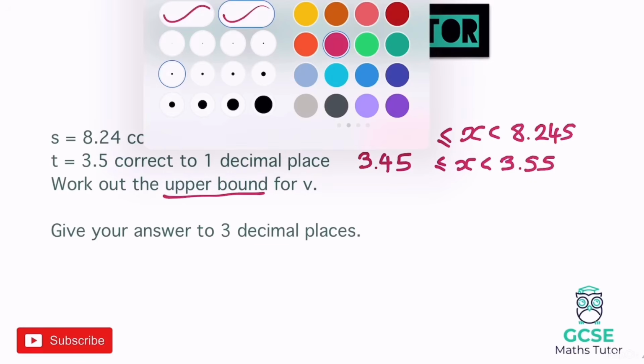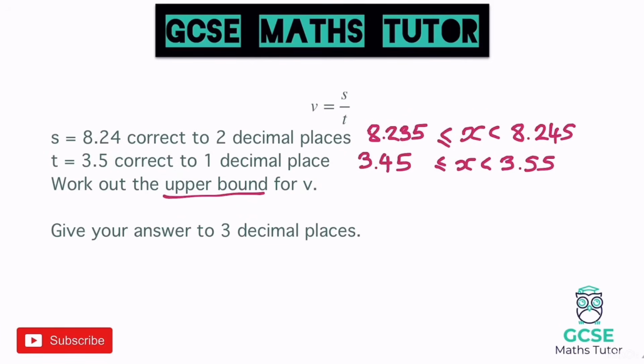Now this question here asks us to find the upper bound. So when it comes to a fraction, and you could have anything here, but when it comes to a fraction, if we want to get the biggest possible answer, we've got to decide here, either we're going to do the upper bound divided by the lower bound, or we're going to do the lower bound divided by the upper bound. And we've just got to think which one there is going to give us our biggest possible answer. And that is the upper bound divided by the lower bound. So we want the biggest number on top divided by the smallest number, and that'll give us our biggest possible answer. So we want the upper bound of S sitting on top, so the 8.245, and the lower bound of T, 3.45 sitting on the bottom.